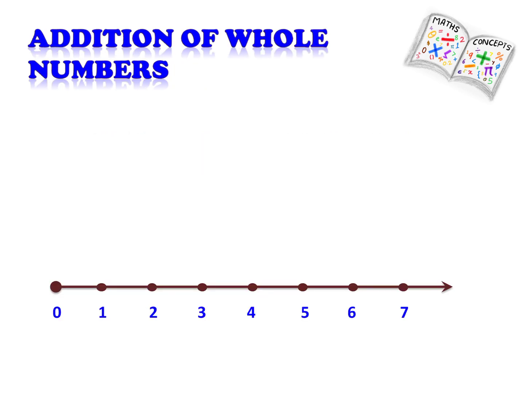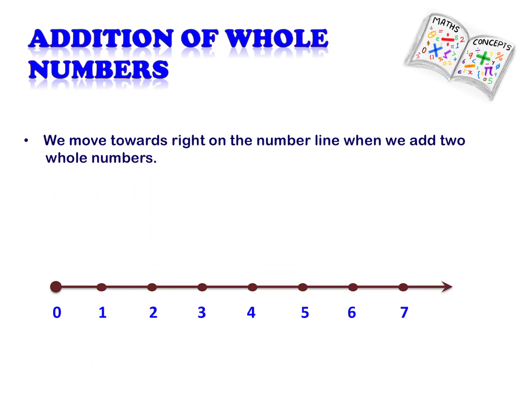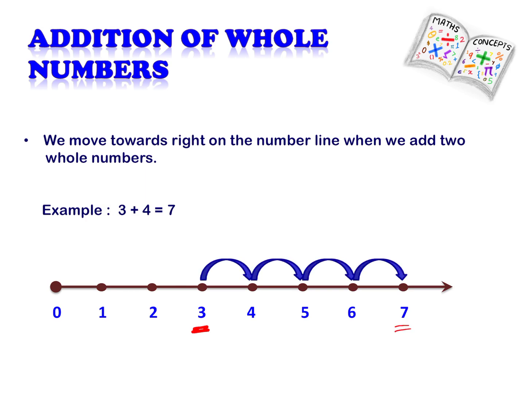Next, let's see addition of whole numbers. When we add two whole numbers, we always move towards right on the number line. How? Let's see one example. 3 plus 4 equal to 7. Here I'll take 3 on the number line and I'll move 4 places to the right, which will give me 7 as answer. It is important to understand this concept and remember that we move towards right on the number line when we add two whole numbers.